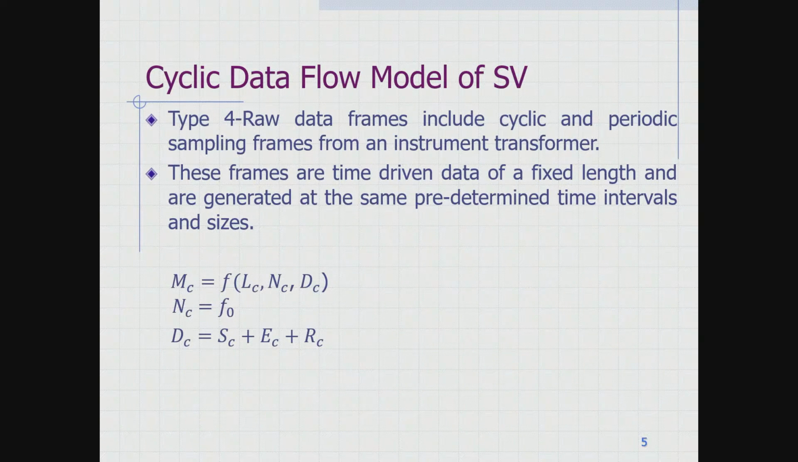IEC 61850 defines 7 different frame types and performance classes in a substation communication network. Specifically, type 4 raw data frames include cyclic and periodic sampling frames from an instrument transformer. These frames are time-driven data of a fixed length and are generated at the same predetermined time intervals and sizes. Cyclic and periodic data are modeled as shown in these equations.